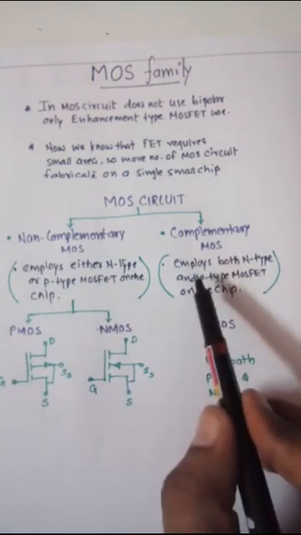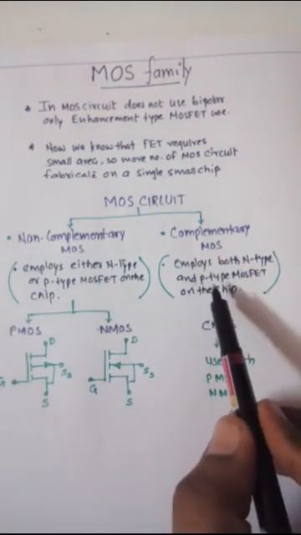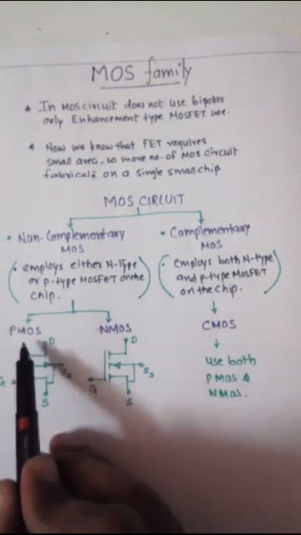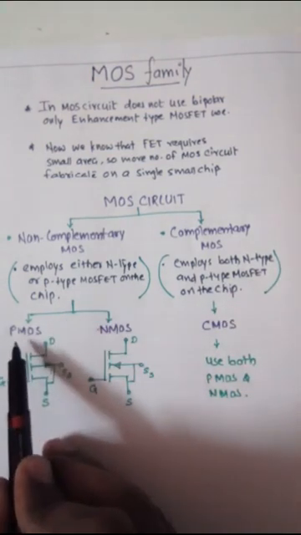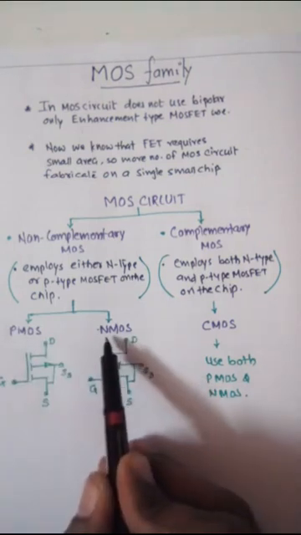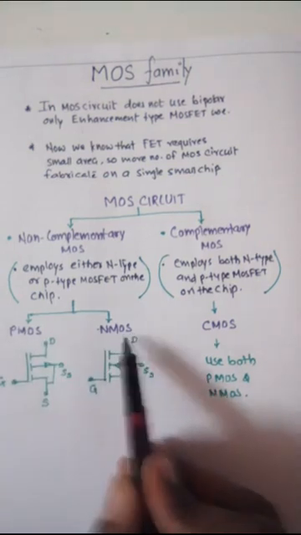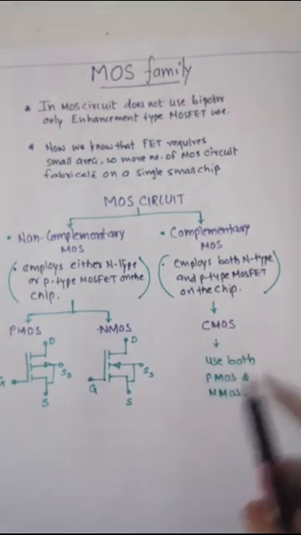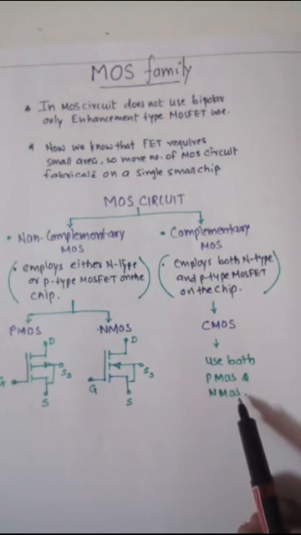In complementary MOS we employ both N-type and P-type MOSFET on the chip. If you are using P-type then it's called PMOS. If you are using N-type it's called NMOS, and using both is complementary MOS. It means using both PMOS and NMOS on a single chip.